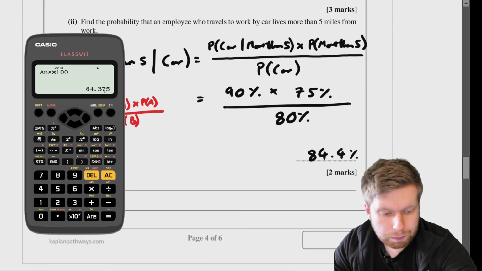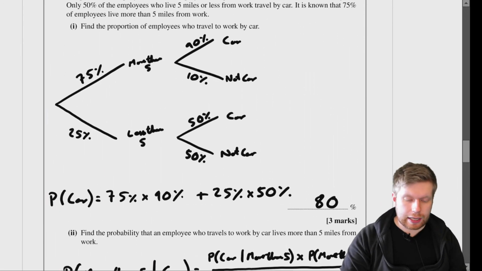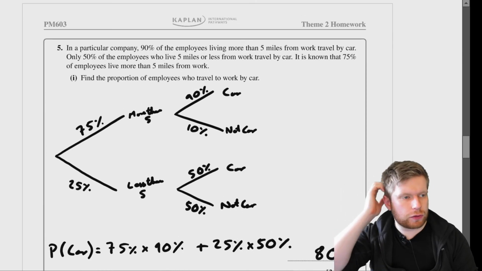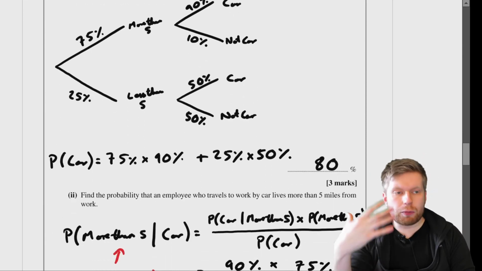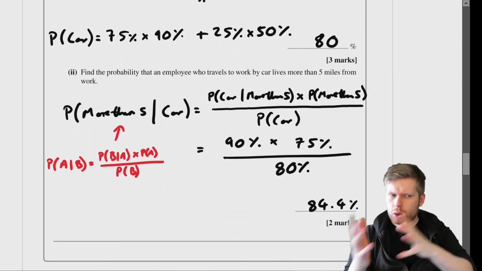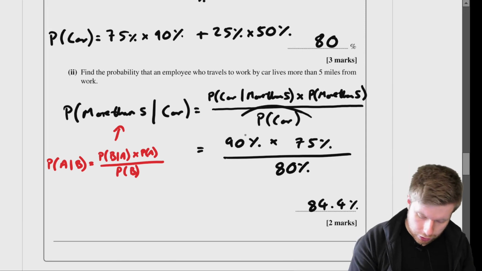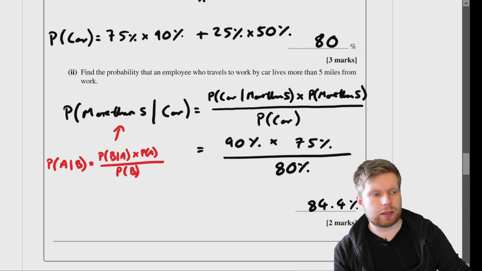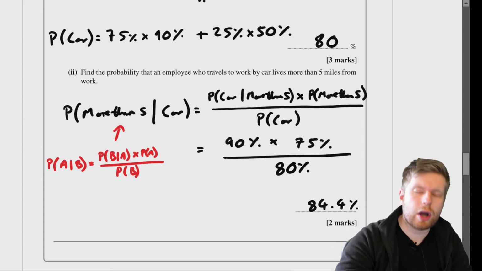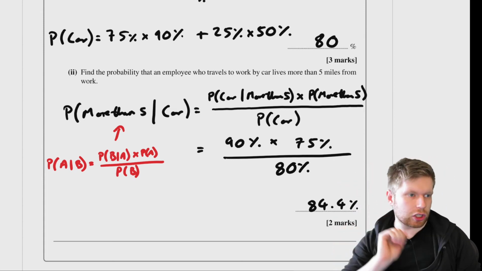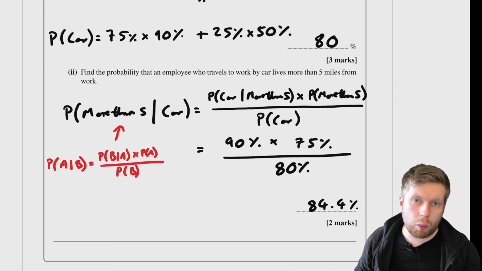Now, you notice in this case the question has been scaffolded for you. First of all, we found the probability that they travel to work by car. Then they went on and said, using that, put it into the formula. So you've already got that part of the formula. You can then go on and calculate the probability they live more than 5 miles from work, given they travel to work by car. Now, it is totally possible for them to just ask part 2 without asking part 1.